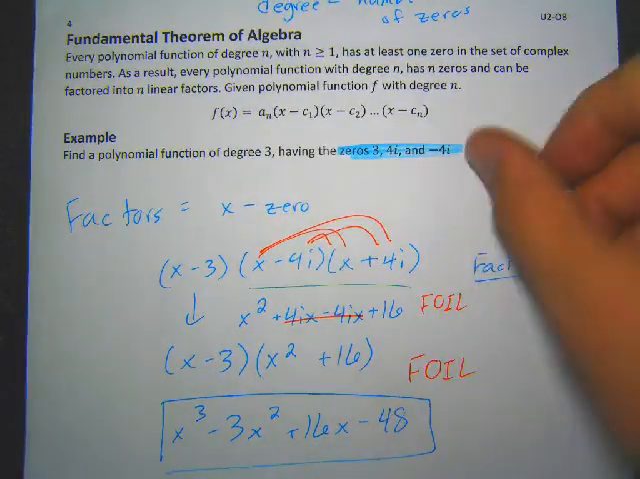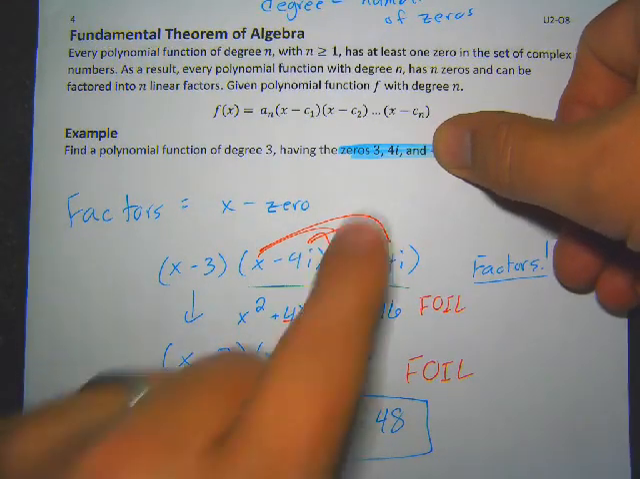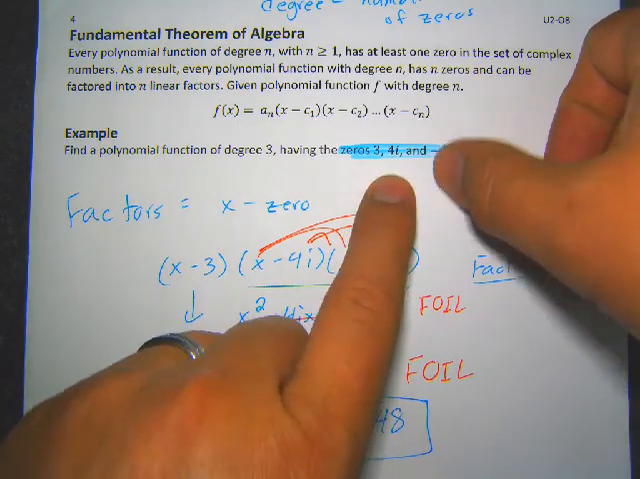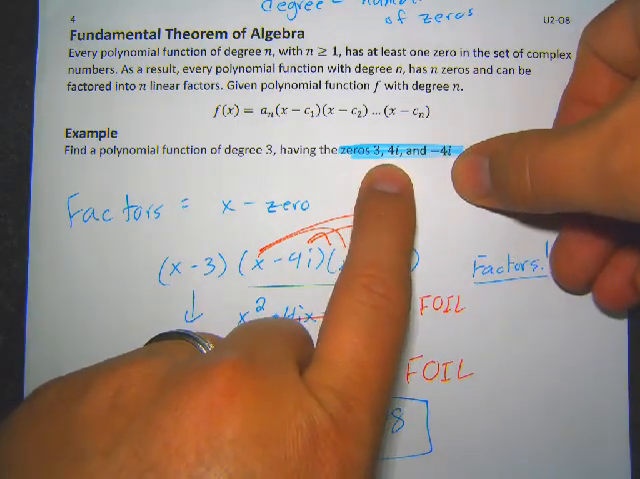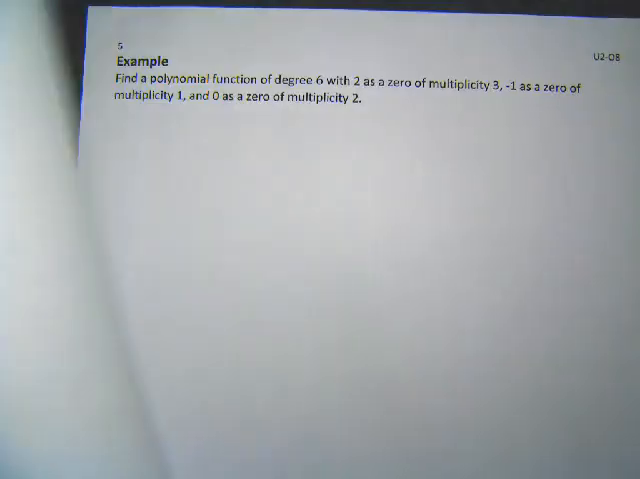If they ever do this and they skip a 0, they'll skip the negative 4i. Remember the conjugate rule? If 4i is a 0, then negative 4i also has to be a 0. So they might do that to you. If they do, you can always remember the conjugate pairs, and that way you get all your zeros. Let's try another one of these and see the idea again.